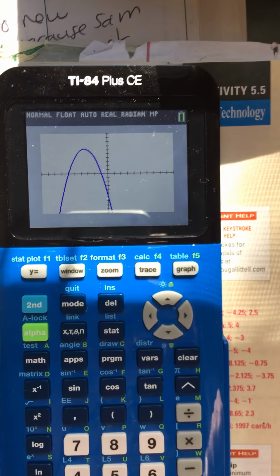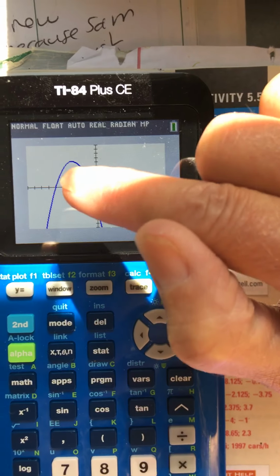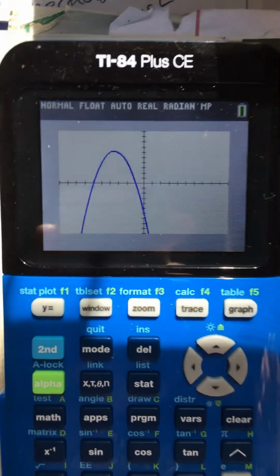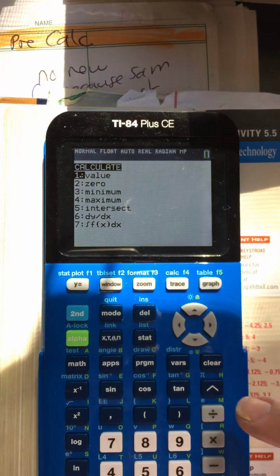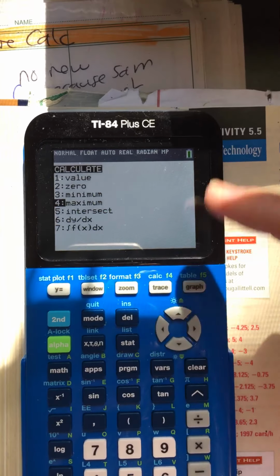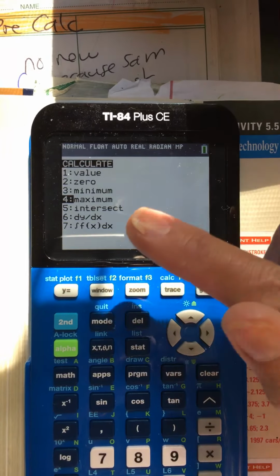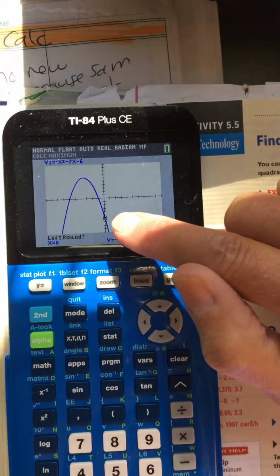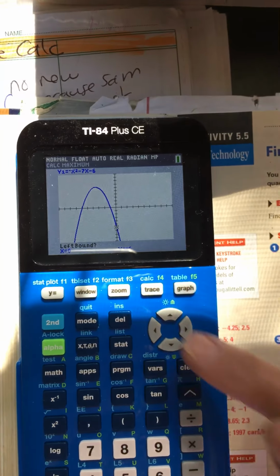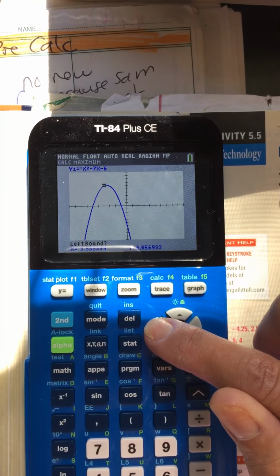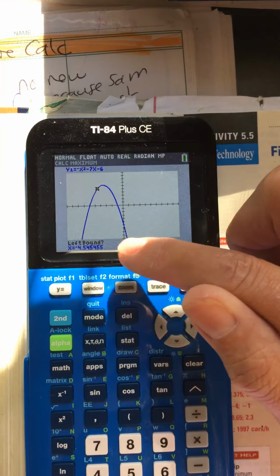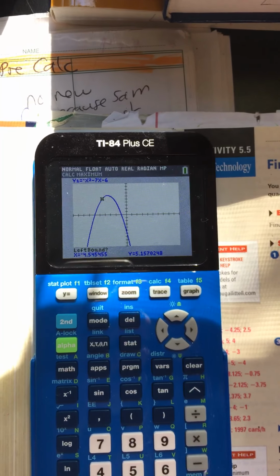So what I want is the maximum. It's a hill, and I want to know what is this point that's at the tippy top of that hill. So how I do that is I go to second trace, and I select maximum. If it was a valley instead of a hill, I would select minimum. I hit enter, and see how it says left bound? That means I've got to get that little blinky thing to the left side of the hill. So I use my back and forth arrows over here, and we get on the other side of the hill. And now, is it left bound? Yes, now it's on the left, so I can say enter.